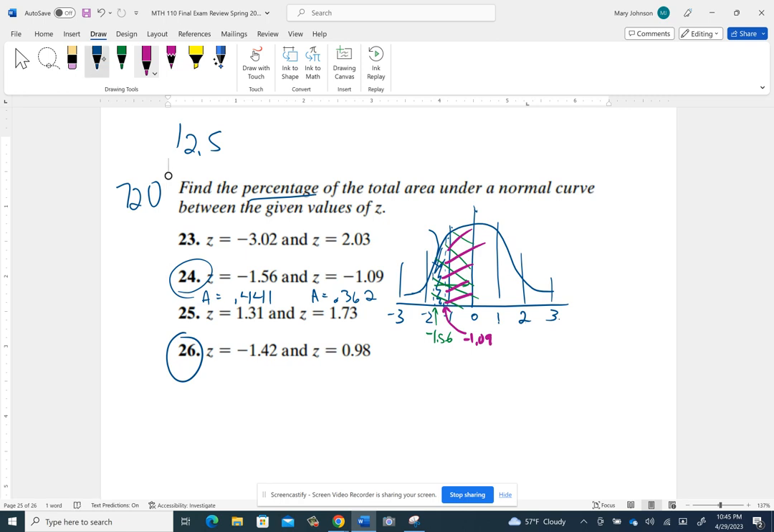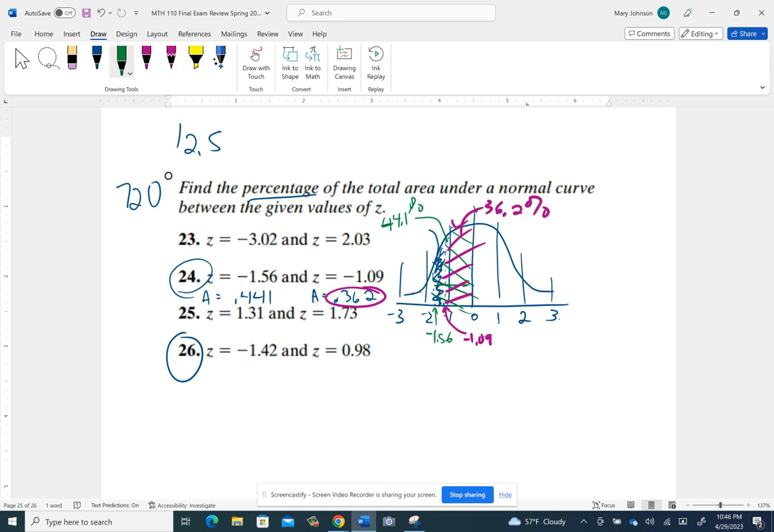So what I want is this little amount in between those two, and they're on the same side of the mean. So the purple from negative 1.09 to the mean would be 36.2%. Okay, and then the green would be from negative 1.56 to the mean. So the green would be 44.1%.